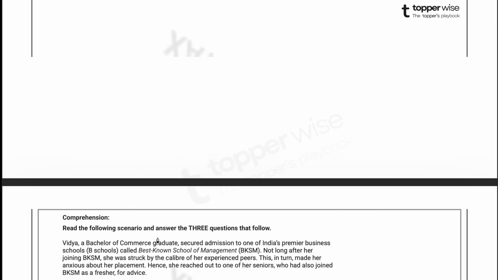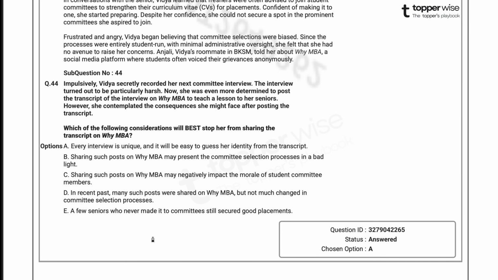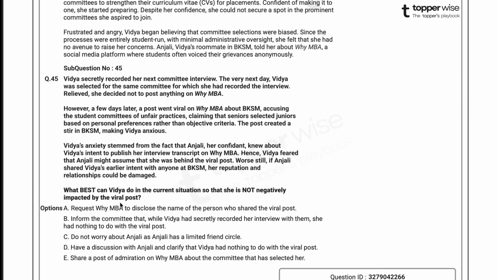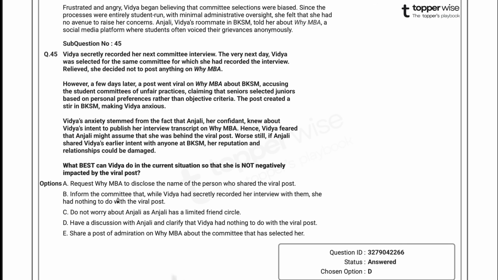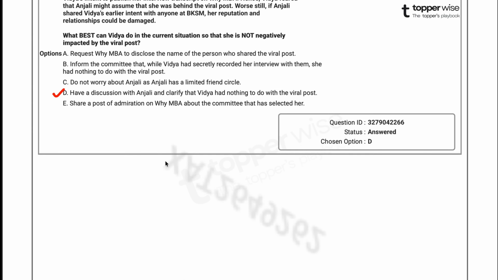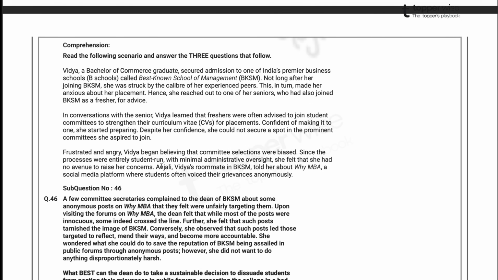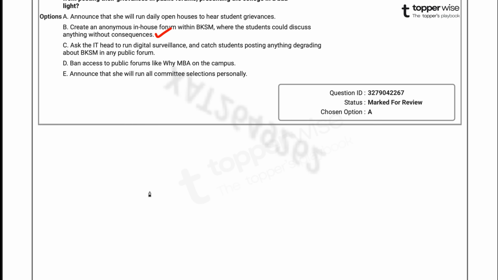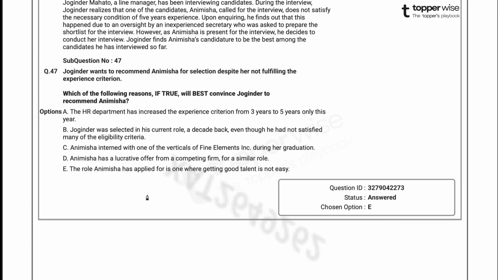For question number 44, option A will be the correct answer. For question number 45, option D will be the correct option here. For question number 46, if you see, option B is correct here. For question number 47, the E option is correct here.